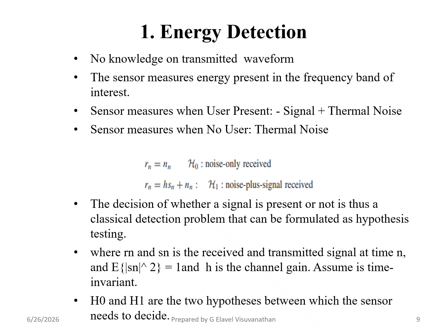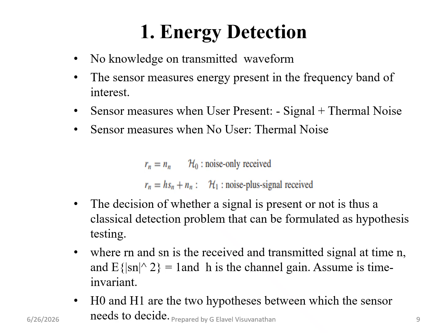Next, energy detection: there is no knowledge of the transmitted wave. The sensor measures the energy present in the frequency band. First, the sensor measures when a user is present, and then when there is no user. So whether a user is present or absent depends upon the thermal noise, that is temperature.